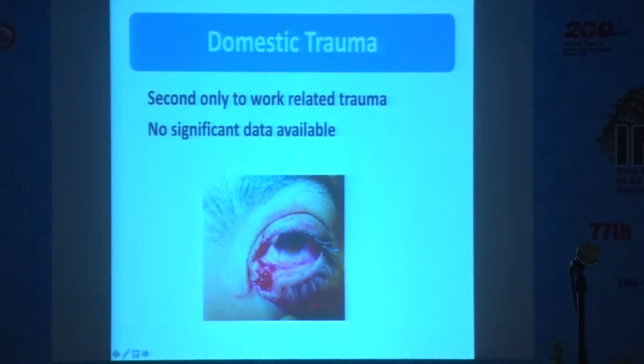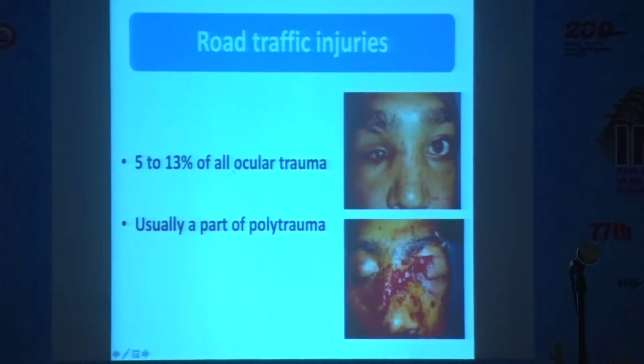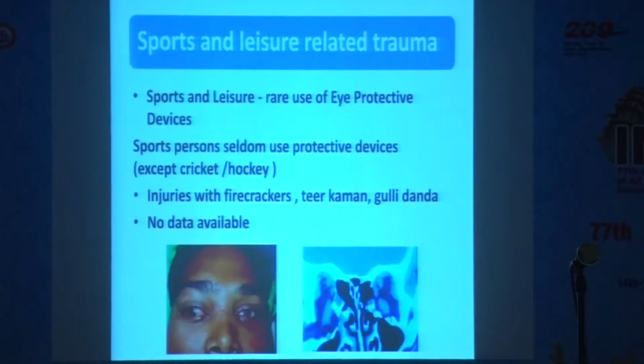So domestic trauma, again, we have very little data because there's no organized sector involved here, and it is second only to work-related trauma. Road traffic injuries are becoming more and more important because of the lack of traffic discipline that we have in our country, and this is something that can be tackled with more emphasis on discipline. Sports and leisure related, this is again an area where education can work a lot, because there is hardly any use of eye protective devices except in organized sports like cricket and hockey.